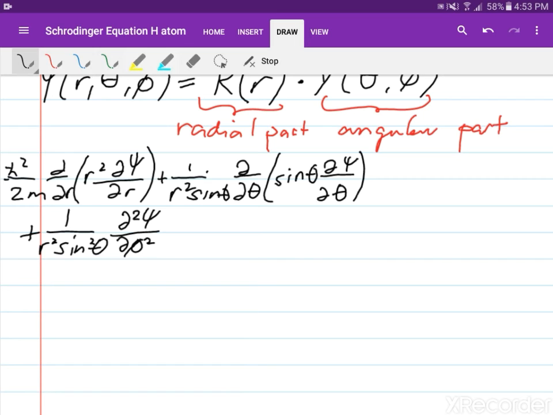So this is now our whole term acted upon by the Laplacian, and then we add, this should be minus since our potential is negative, so we have minus e squared over 4 pi epsilon naught, 1 over r, times our wave function psi equals E psi.